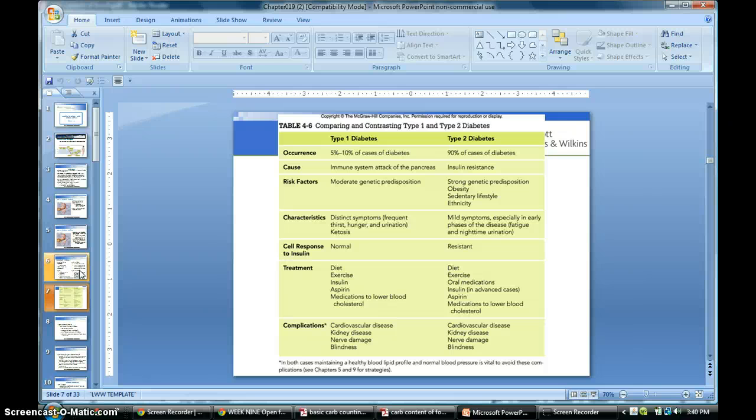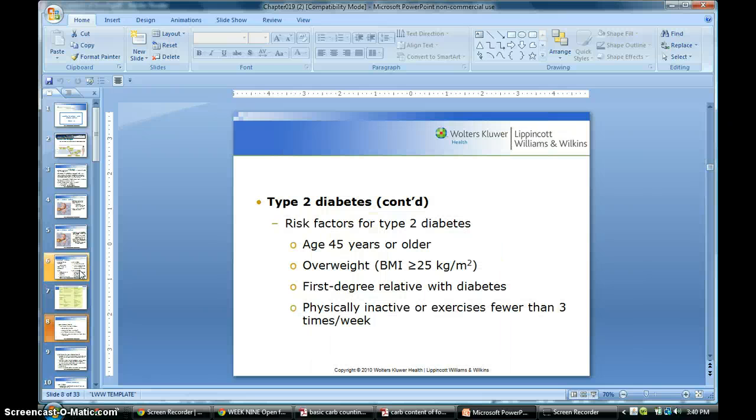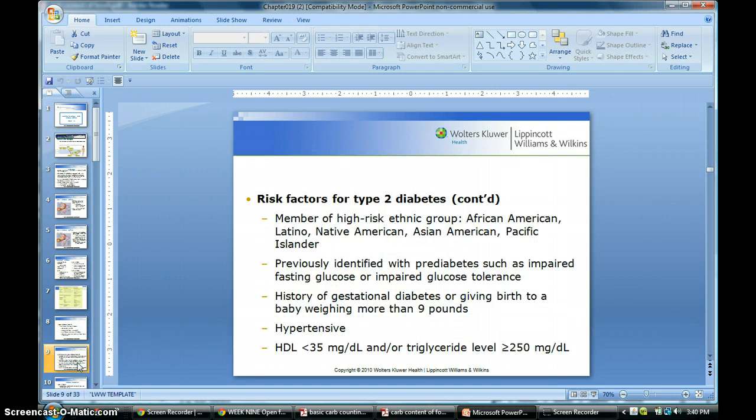Here are some of the major differences between type 1 and type 2. Here are the risk factors for type 2. You are going to want to look over this very carefully for the case study. This slide and then this slide. These are the only risk factors.